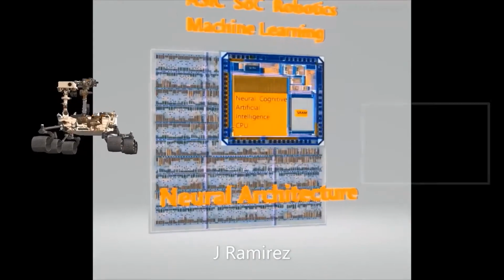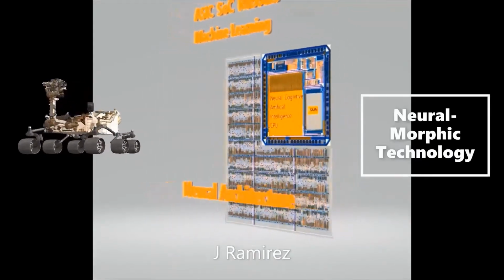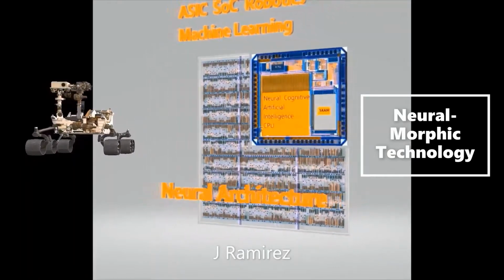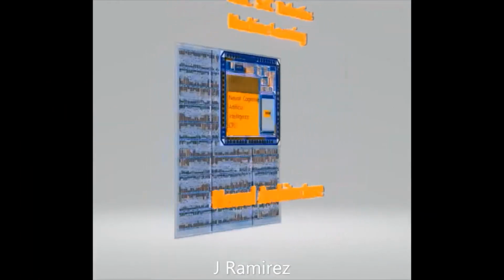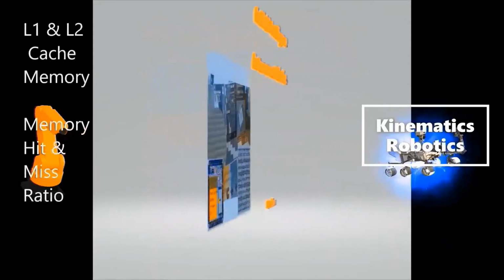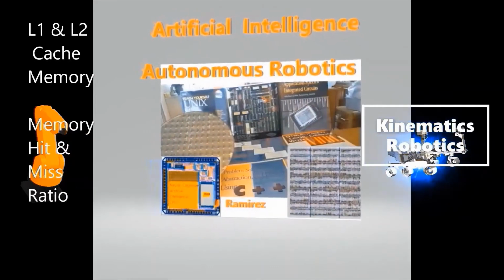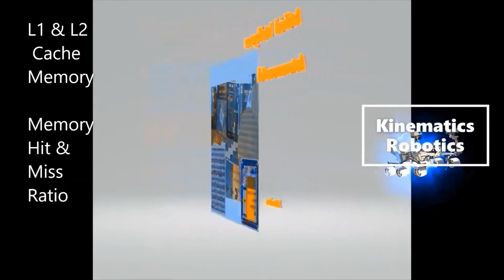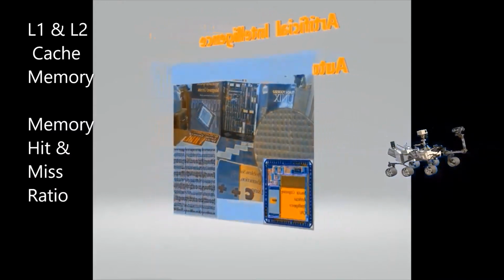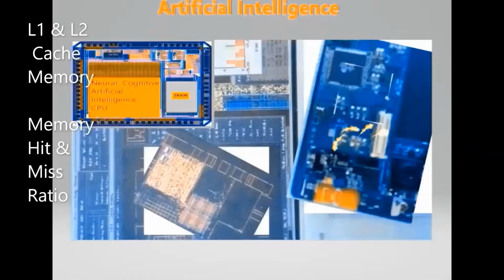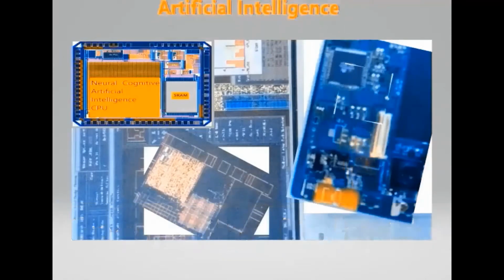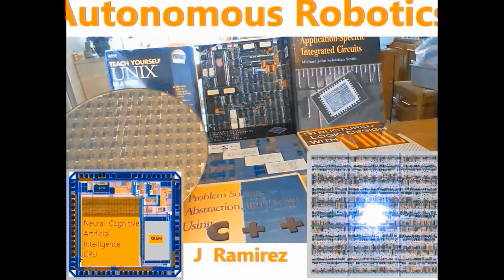Therefore, for this specific application of the ASIC device that I'm presenting in this video, the average memory access time is equal to the hit time of L1 cache plus the miss rate of L1 cache times the factor of hit time of L2 cache plus miss rate of L2 cache times miss penalty of L2 cache.